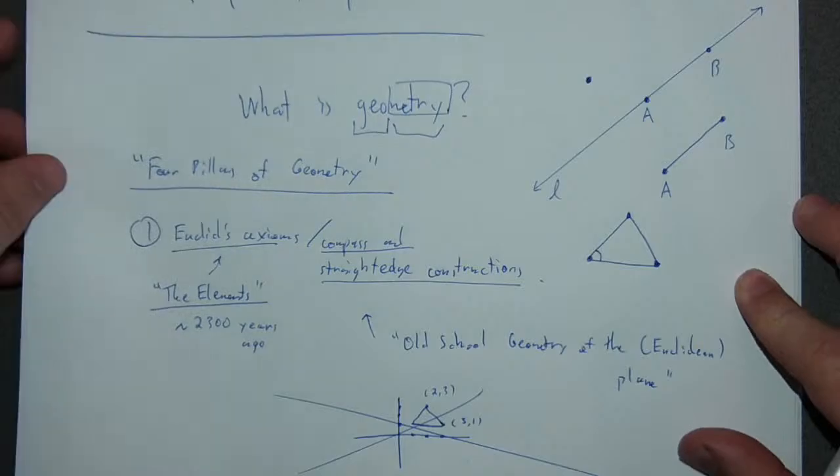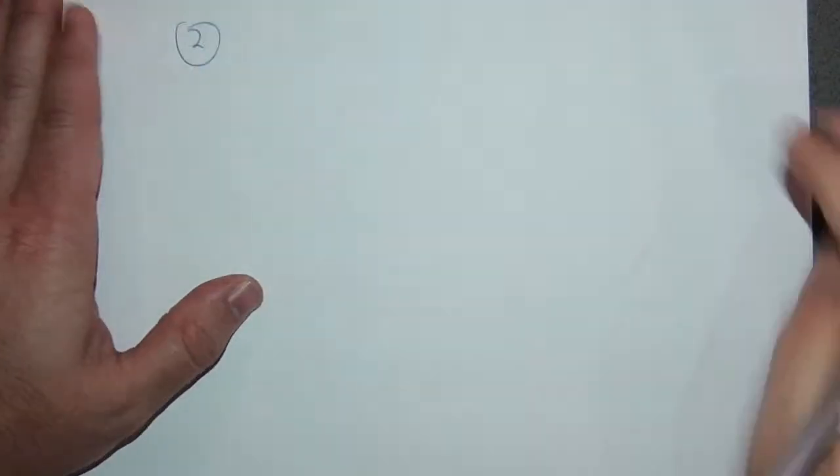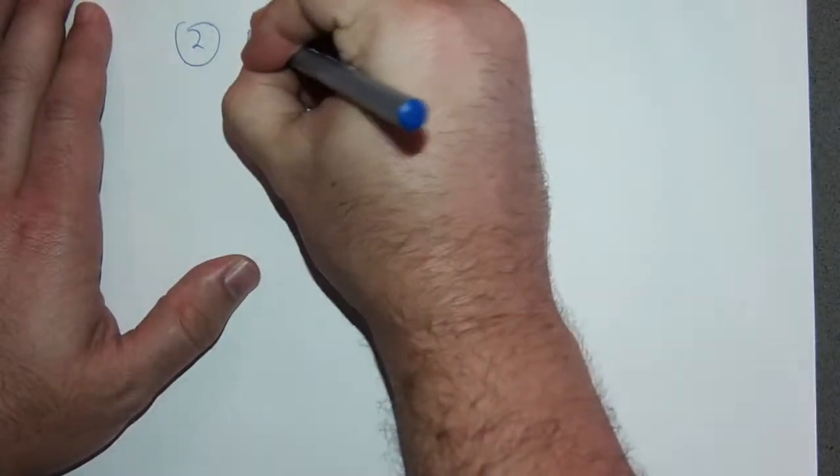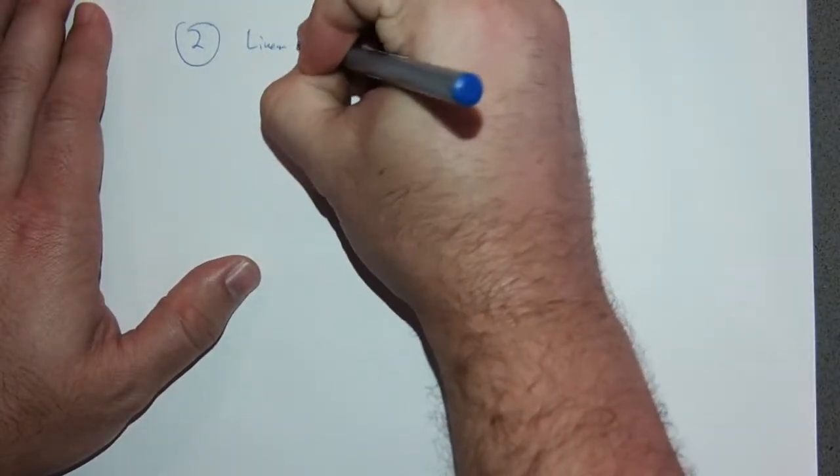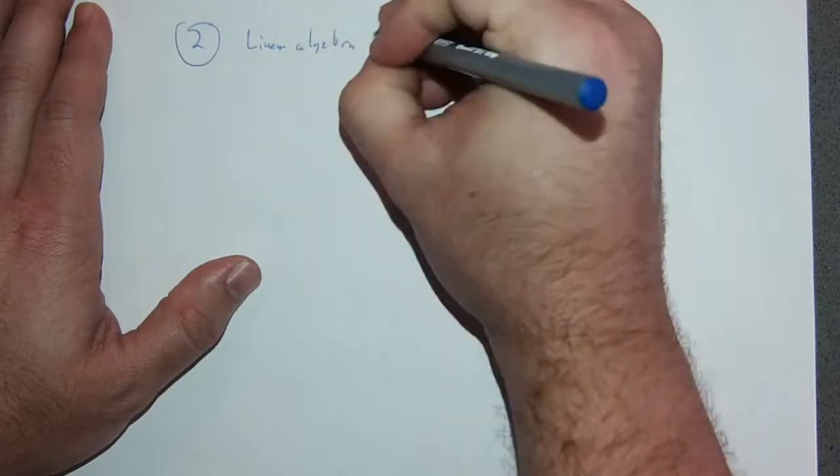So that is the second of the 4 pillars. The second pillar is linear algebra and just algebra in general.